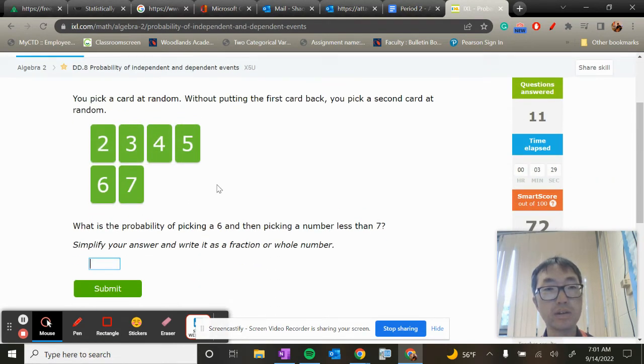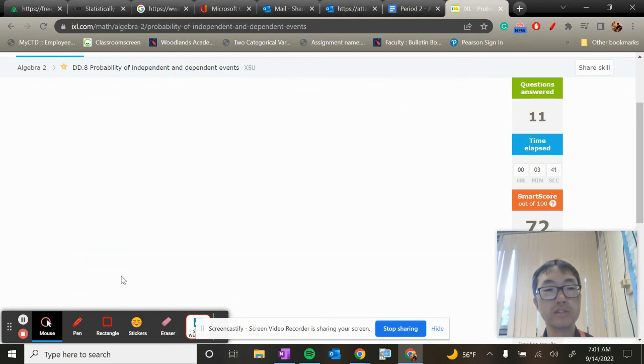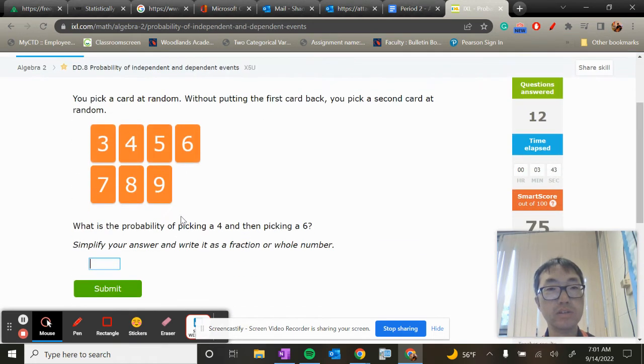Without putting the card back, you pick a second card. A 6 is 1 out of 6. And then less than 7 would be 4 out of 5. I think 2/15ths, if you do that in your head. A 4, 1 out of 7. And then a 6, 1 out of 6, 1 out of 42.